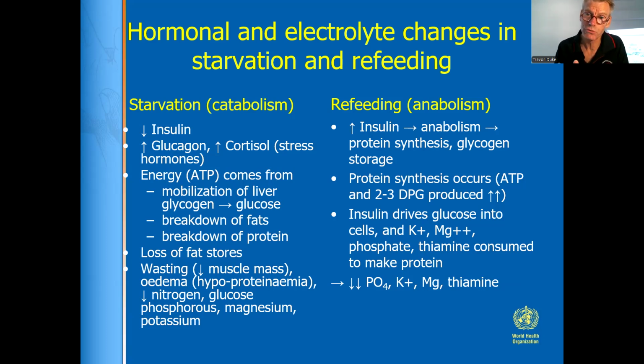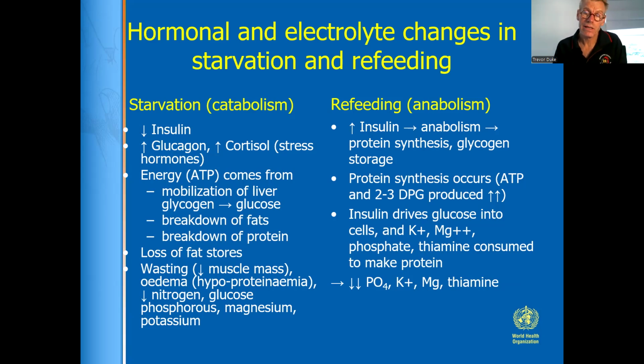Insulin drives glucose into cells. It pushes glucose into cells, but it also pushes potassium and magnesium into cells. So if a child presents with low levels of potassium, low levels of magnesium, low levels of phosphate, often it will get worse when you start feeding them if you're not replacing those electrolytes.